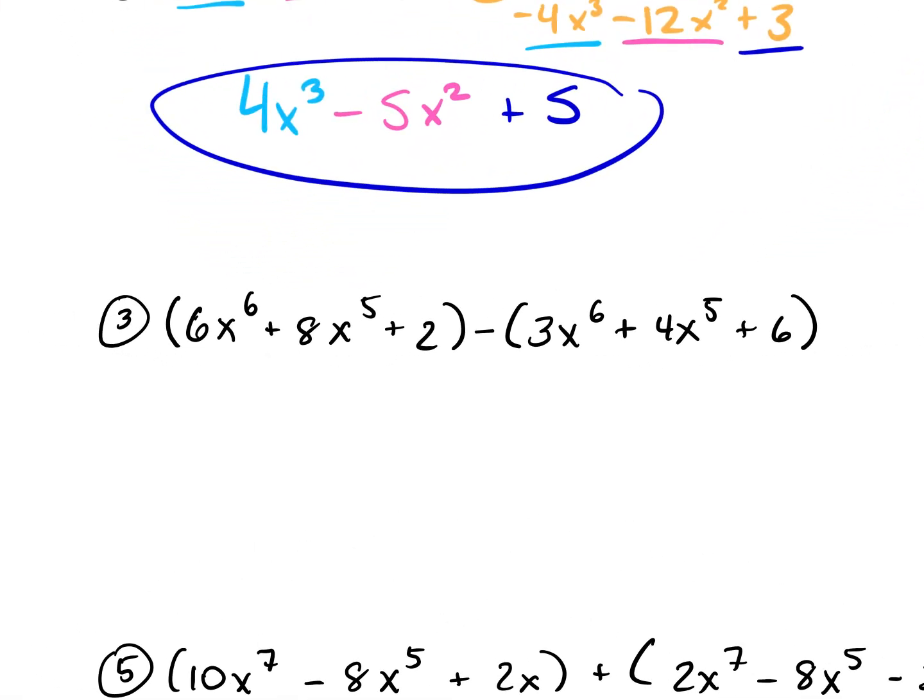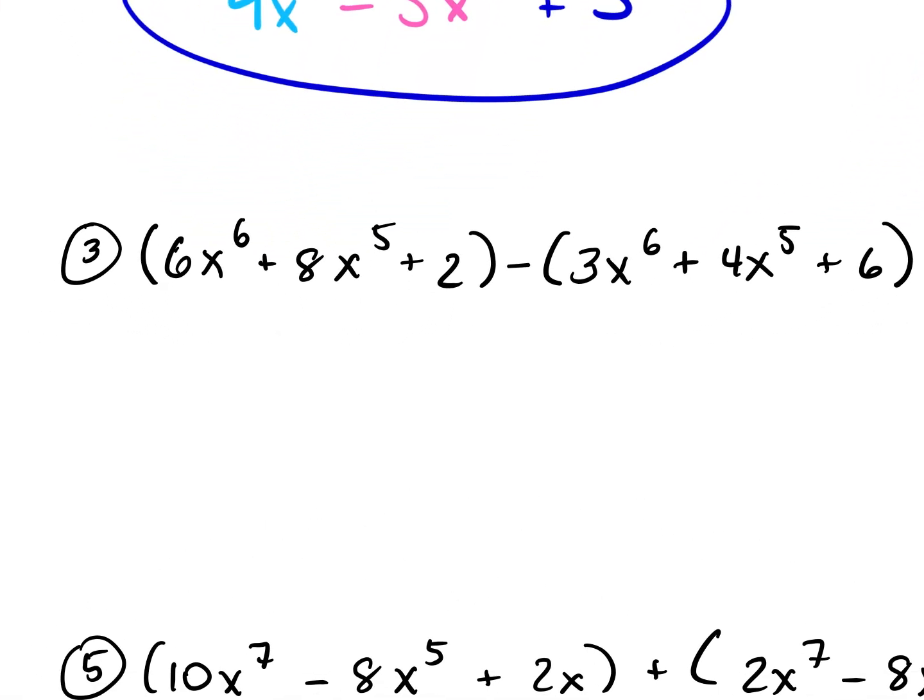Let's look at number 3. What should I do first for number 3? Here, when we're subtracting, we got to distribute the minus. So it becomes negative 3x to the 6th power minus 4x to the 5th power and minus 6. So let's combine our like terms.